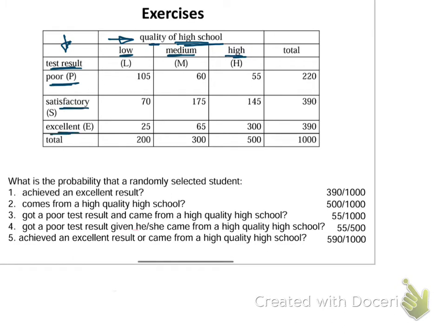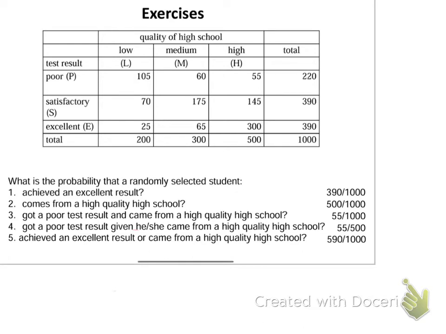Some of these low quality schools might have some excellent students. It doesn't mean that if you have a low quality high school, all the students will score low. In these low quality schools, some students still score high, and some score satisfactory. Likewise, some high quality schools still have students who score very poor results in the test. So it is good to understand how this table is organized so you can easily understand the probability and answer the problem.